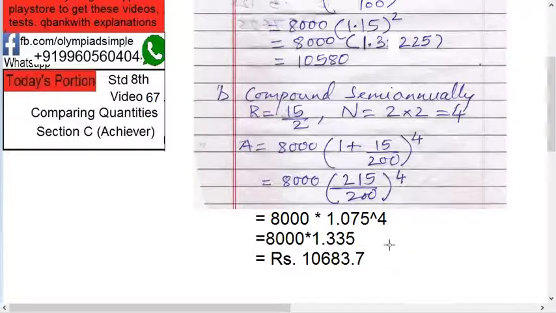Beyond 8th standard, you'll have to do faster calculations. Either you need a calculator or you need Vedic maths to do faster calculations. There is no other option. Okay, so 10683.7 is the answer required for semi-annually.